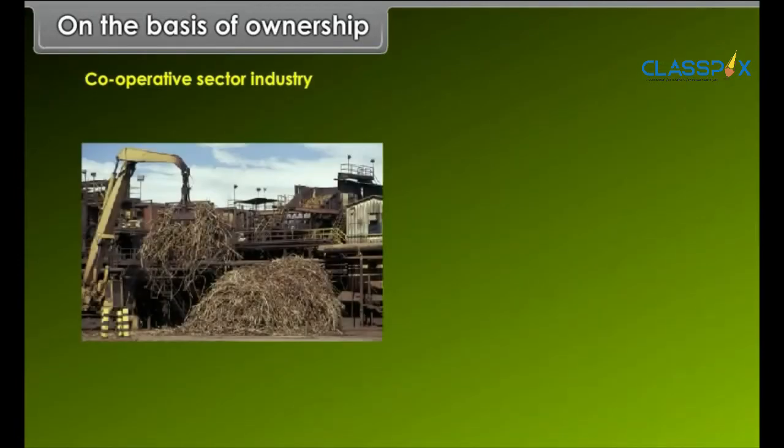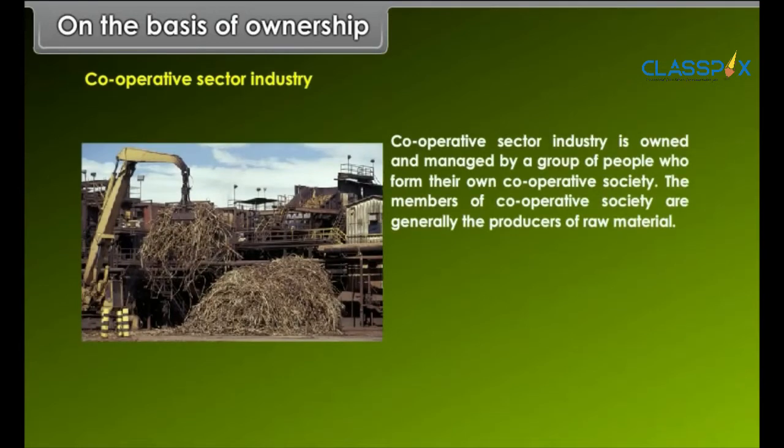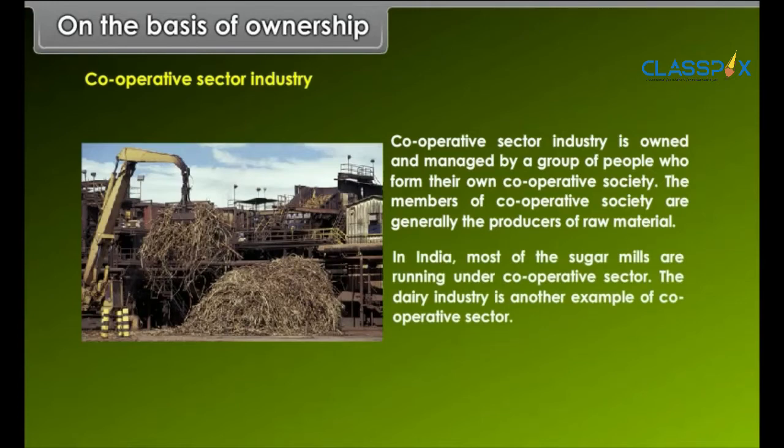Cooperative sector industry. Cooperative sector industry is owned and managed by a group of people who form their own cooperative society. The members of cooperative society are generally the producers of raw material. In India, most of the sugar mills are running under cooperative sector. The dairy industry is another example of cooperative sector.